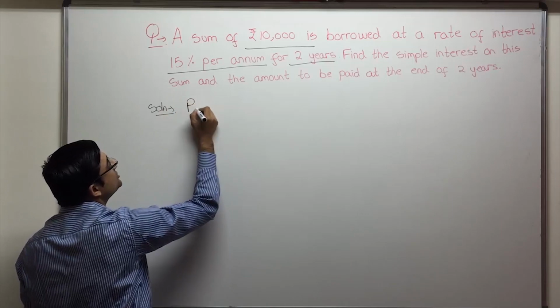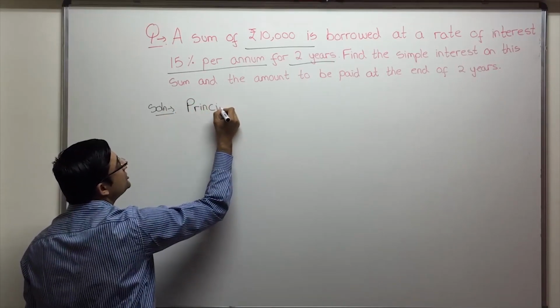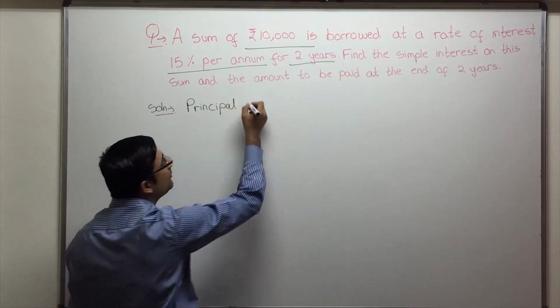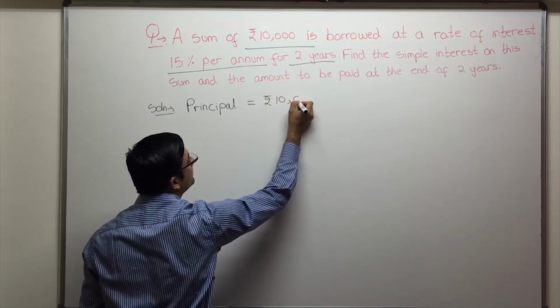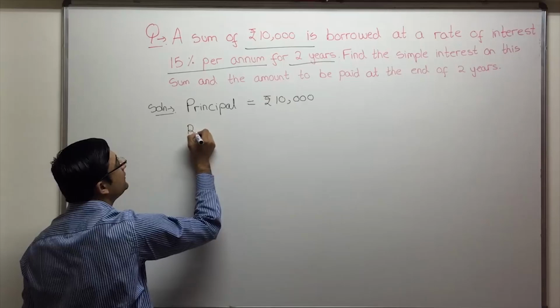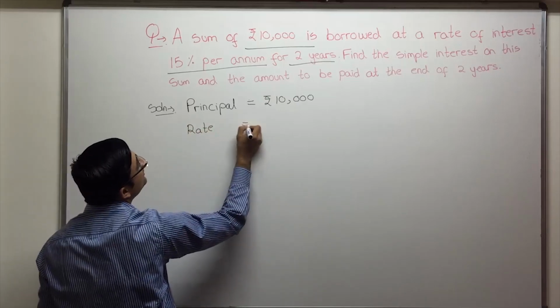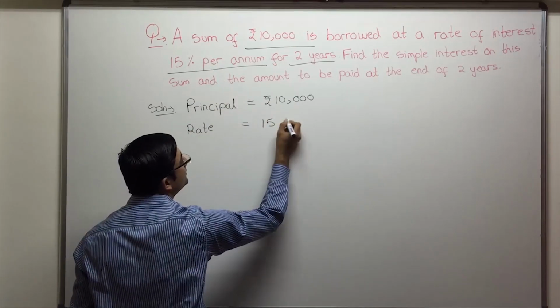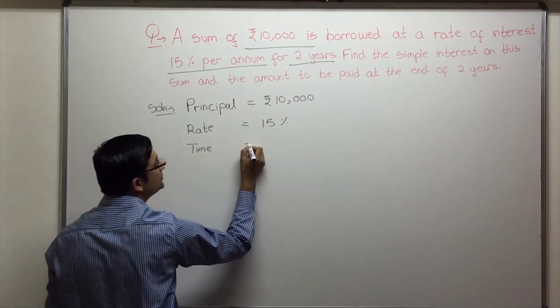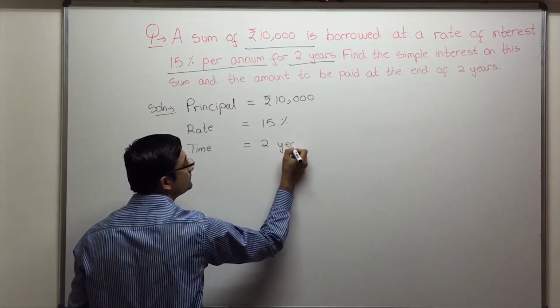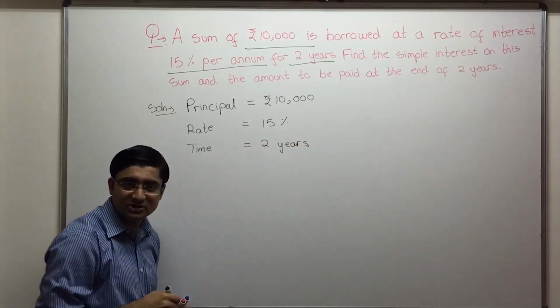So what is the principal? The principal is the amount deposited or borrowed. This is basically rupees 10,000 over here. Next, what is the rate of interest? The rate of interest is 15% per annum. What is the time period? It is 2 years. So first of all, identify the principal, rate and time.